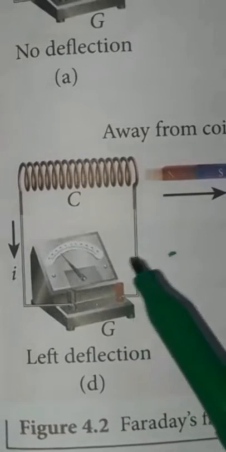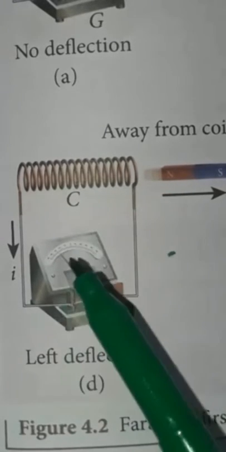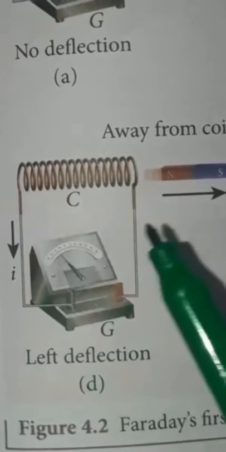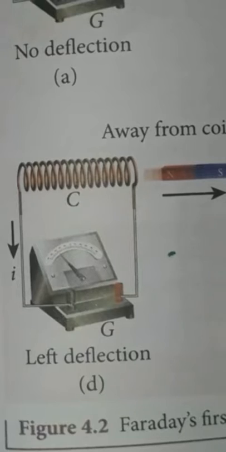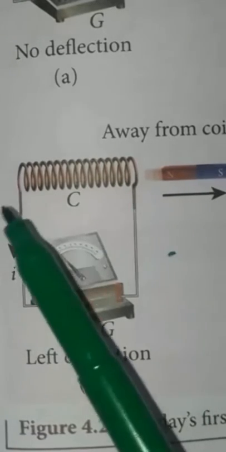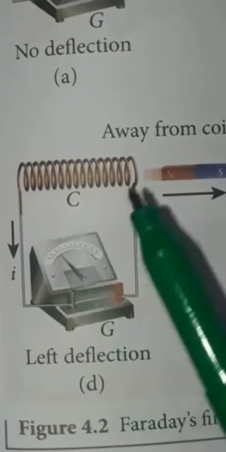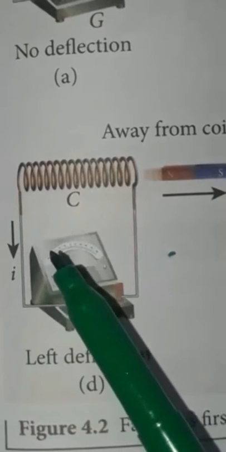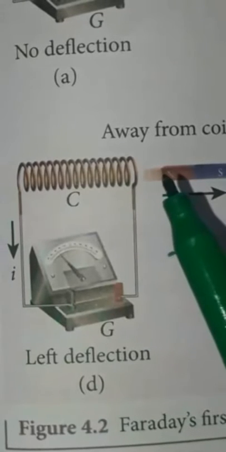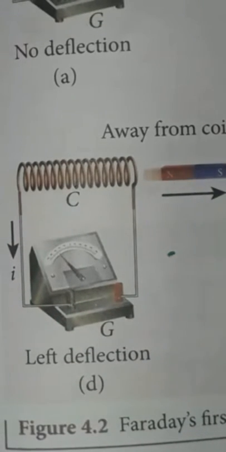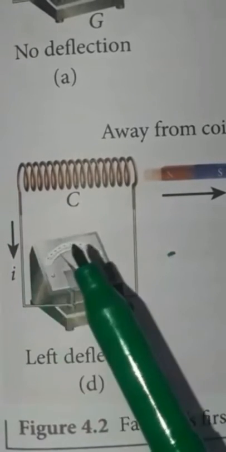Next diagram, the magnet moves away from the copper coil. Here the galvanometer deflection shows the opposite direction. This states that when the magnet moves away from the copper coil, the induced EMF direction is opposite. So the current passing direction is to the other side. This is called the induced EMF. When the magnet moves away from the coil, the current is produced in the opposite direction, and the galvanometer shows the current passing direction.